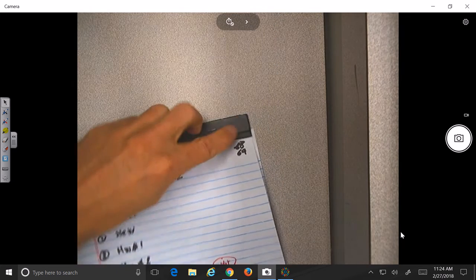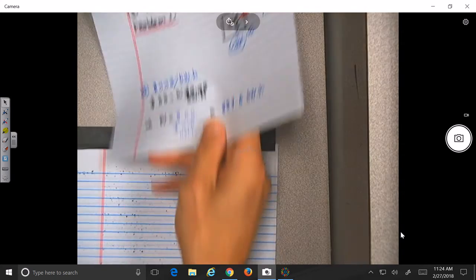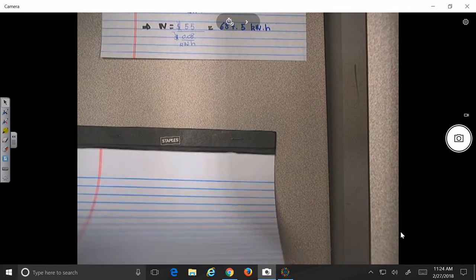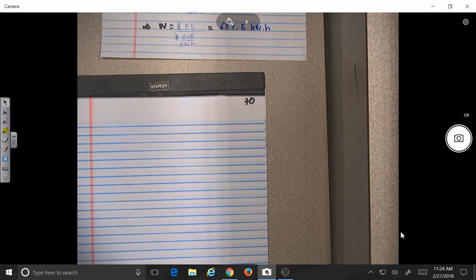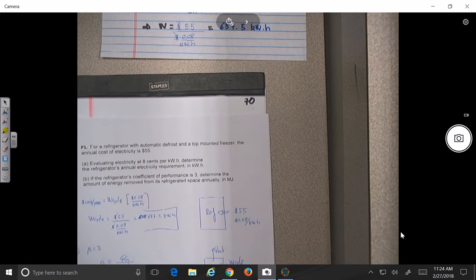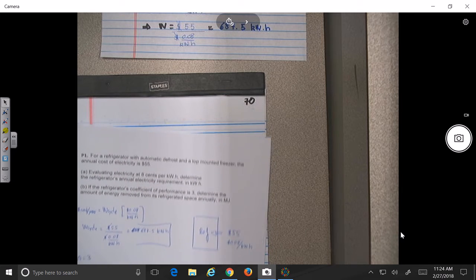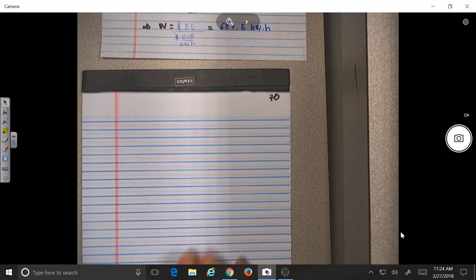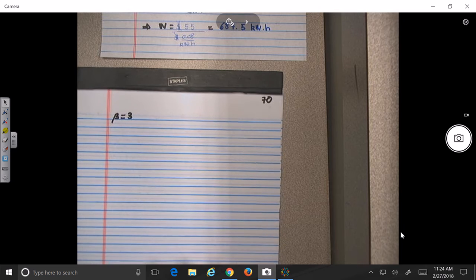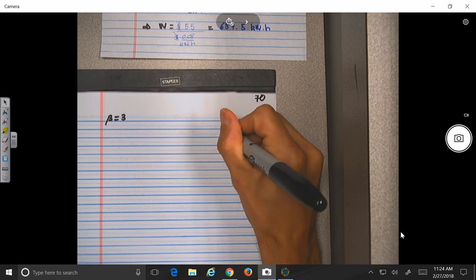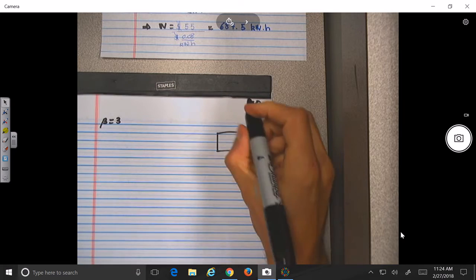All right, so part B of this problem. If the refrigerator coefficient of performance is 3, determine the amount of energy removed from its refrigerated space annually in megajoules. Over here, you can call it whatever you want. I think in the classroom we call it beta. Again, I know the figure is on the other page, but I'm going to redo it.